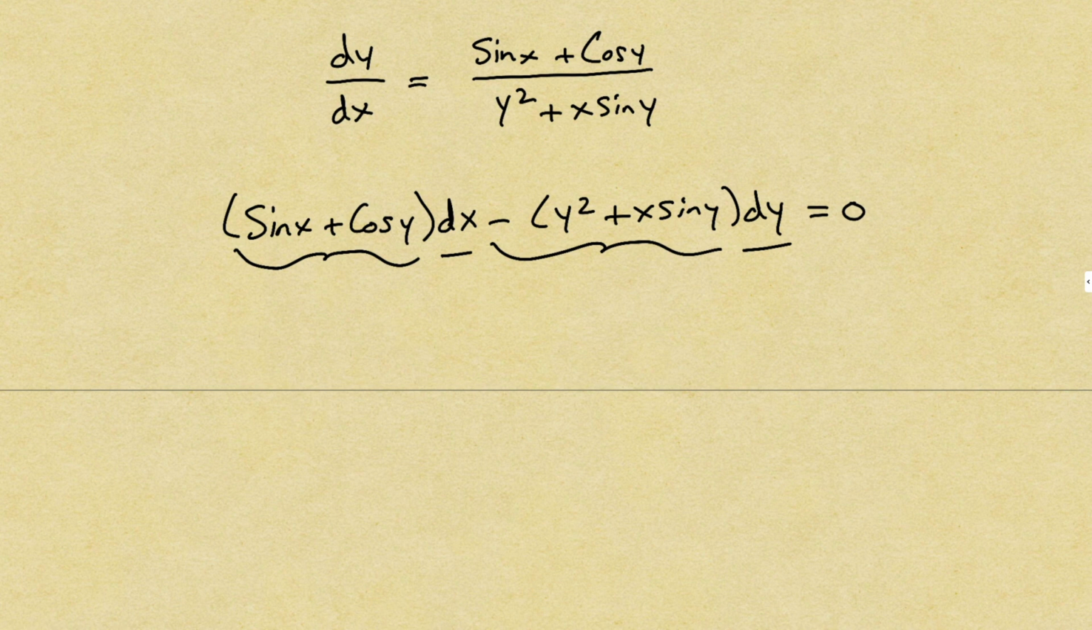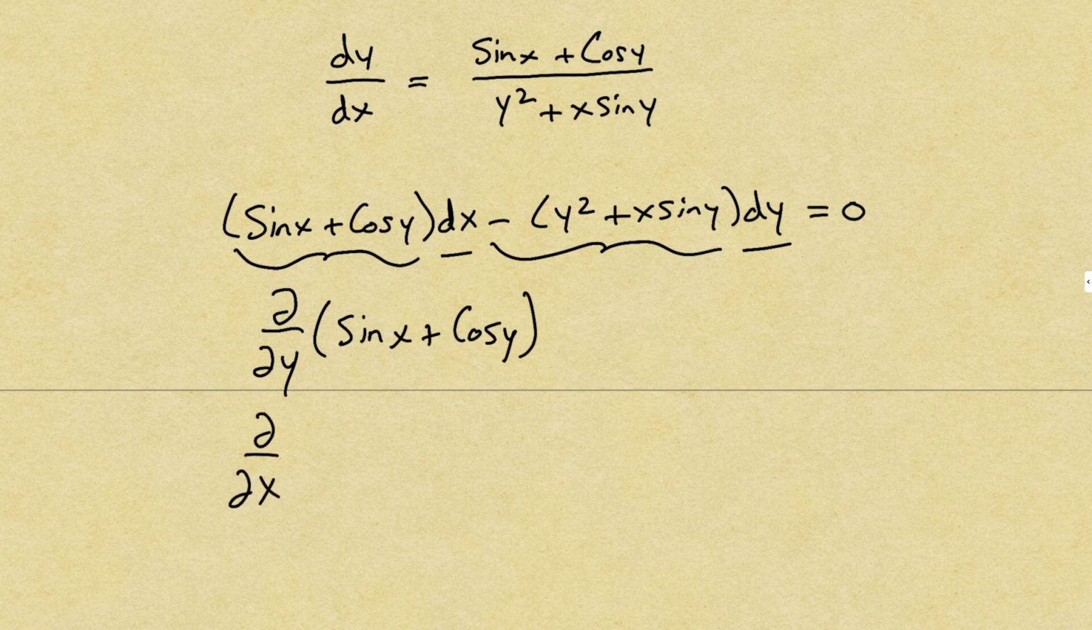So in our case, we're going to be taking the partial derivative with respect to y of sin x plus cos y, and the partial derivative with respect to x of negative (y squared plus x sin y). And in order for this to be exact, these two need to be equal.